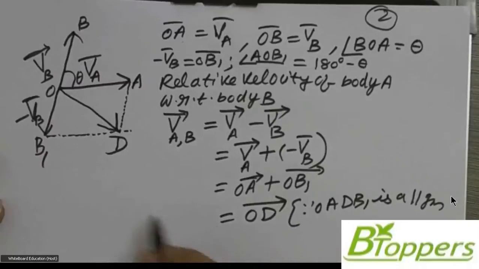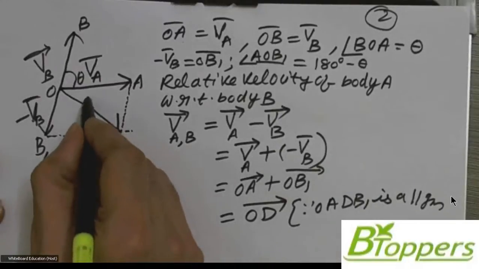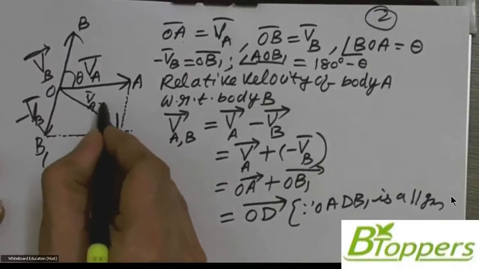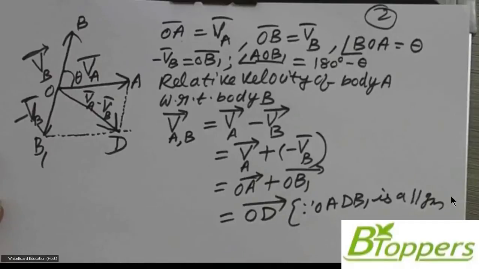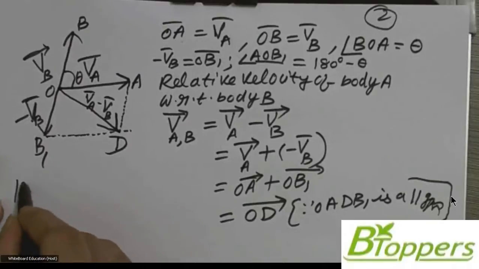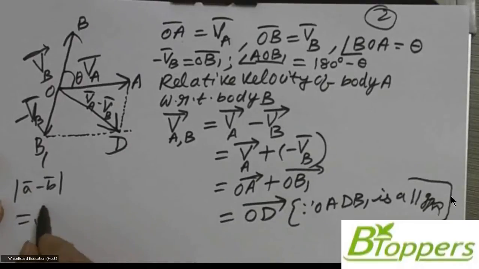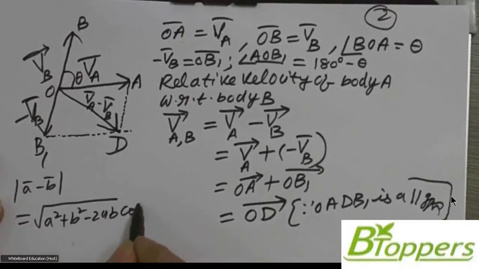That means OD bar represents the relative velocity of the body A with respect to the body B. And to find the magnitude of relative velocity, you can use the same formula which I discussed in the past for magnitude of vector difference of two vectors. The magnitude of vector difference of two vectors A bar and B bar is given by, as I discussed in the past, mod of A bar minus B bar is given by root of A square plus B square minus 2AB cos theta. Theta is the angle between two vectors A bar and B bar.